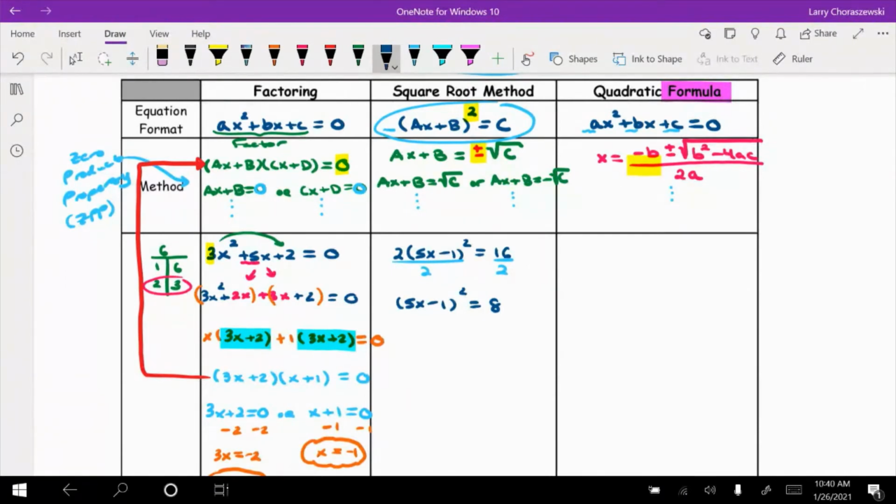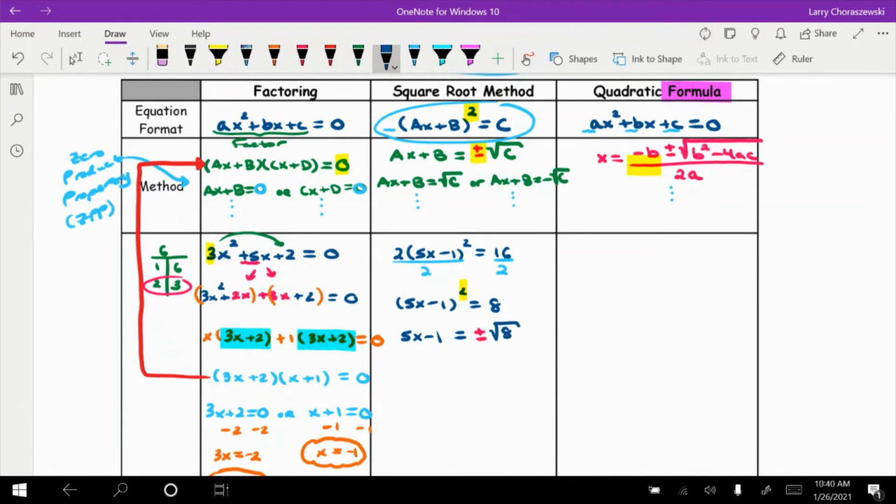So we're now at this point to where we do have the proper setup. In order to get rid of this power of 2, we have to square root each side. That's going to get rid of the power of 2 on the left, leaving behind 5x minus 1. But on the right-hand side, don't forget we need the plus or minus symbol times the square root of 8.